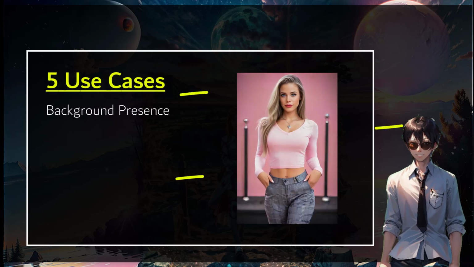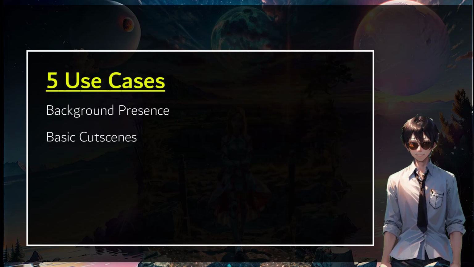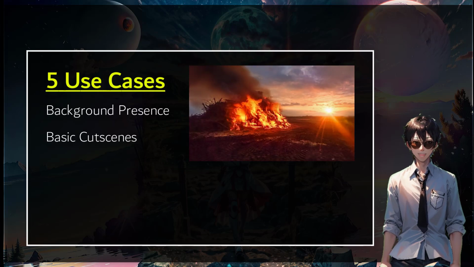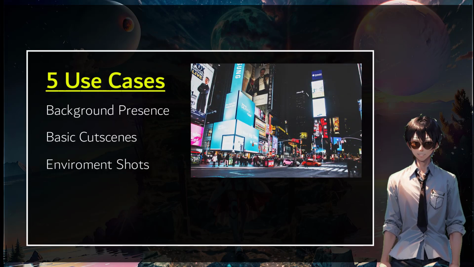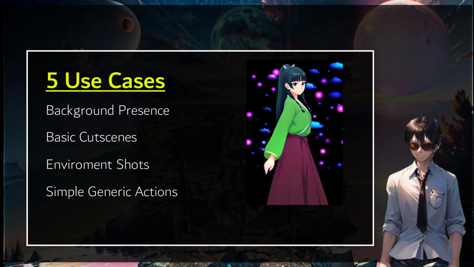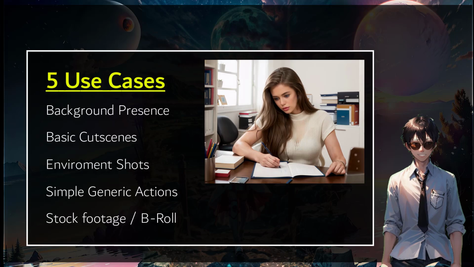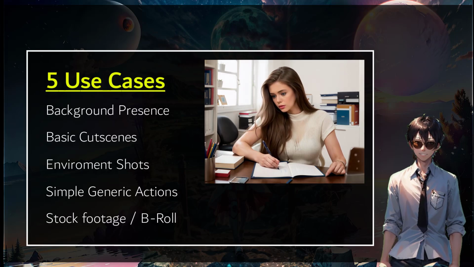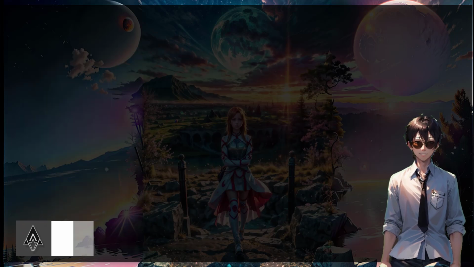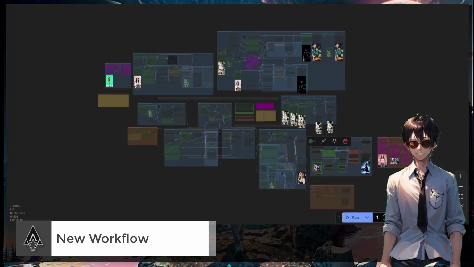So here's 5 use cases, right? So with this, you could remove the background and have it be the background of your main character. You could use this as a basic cutscene, right? Because you don't need something specific there. You just use the prompt. You can use it as an environmental shot, right? Something specific to the environment. You could use it to do just simple generic action. I mean, something that you don't need to fully control as a director skill, just a general action. Or you can use it as stock footage or B-roll. I mean, between the YouTube video or something, you just roll another video, right? So those are potential use cases. I'm sure there's more, but those are the few I've come to think of.